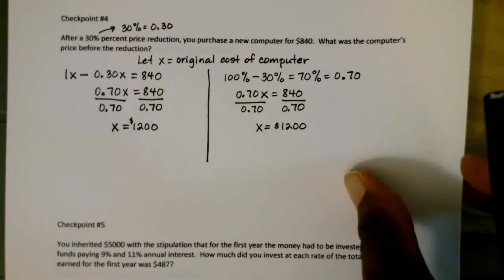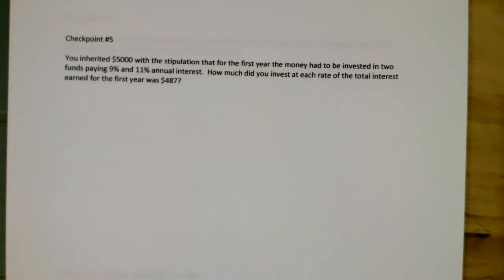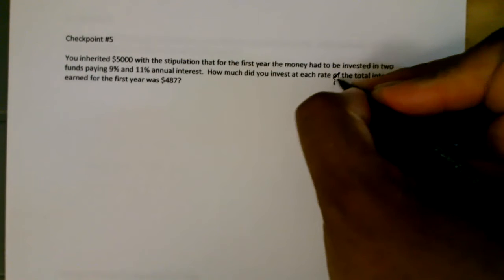All right, now here's another example. Let's say you had a word problem like this one. You inherited $5,000 with the stipulation that for the first year, the money had to be invested in two funds, paying 9% and 11% annual interest. How much did you invest at each rate if the total interest earned for the first year was $487?